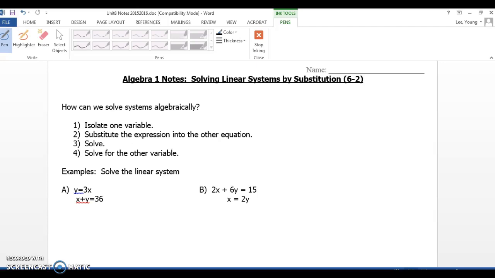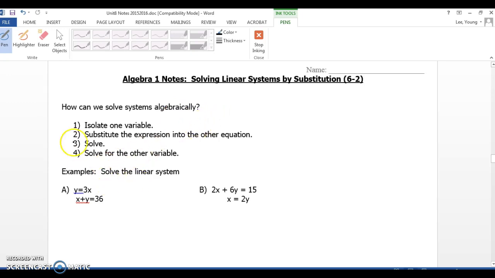Hi guys, today we're going to talk about solving linear systems by using substitution. So far we've learned two methods of solving linear systems. The first method was graphing, and the second method was linear combination, which is also called elimination. Okay, so we're going to talk about the third method today, which is called substitution. How can we solve systems algebraically using substitution?